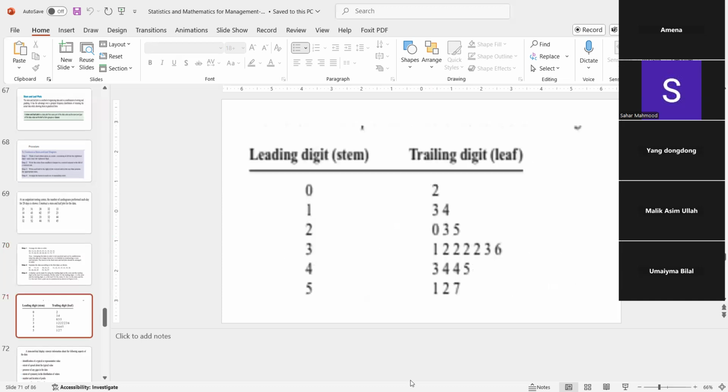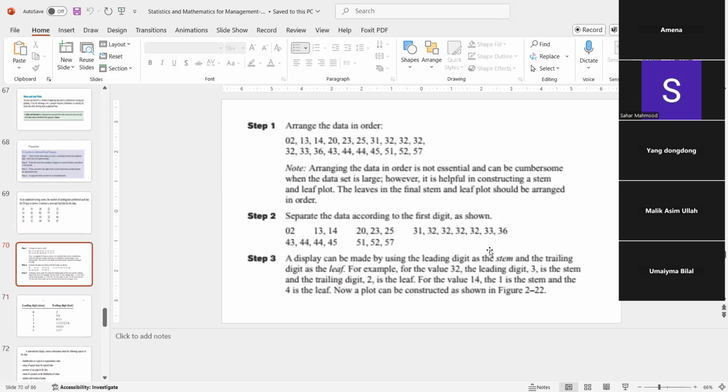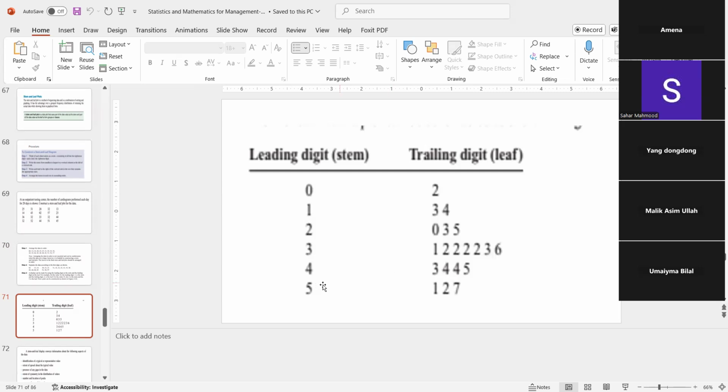Here we have the leaves or the trailing digit as the leaves. Similarly, you can identify for 4, that is 43, 44, 44 and 45. These are the parts for the stem number. Next, the fifth stem part is coming, that is for number 4. In front of the stem 40, what do we have? 4 is the stem and 3, 4, 4, 5 are the trailing digits or the leaves for this stem part.